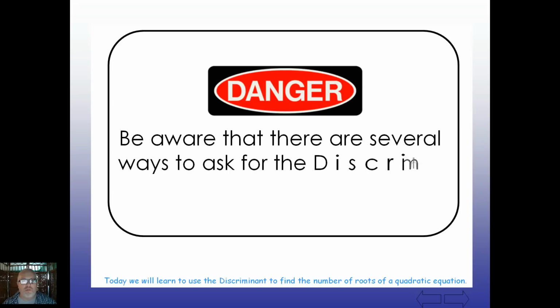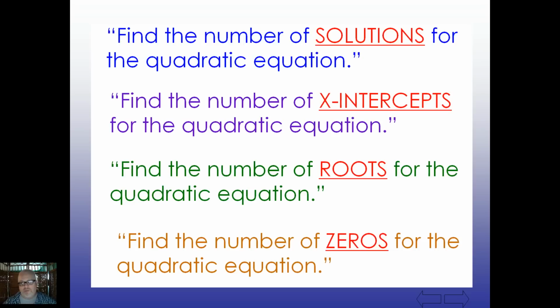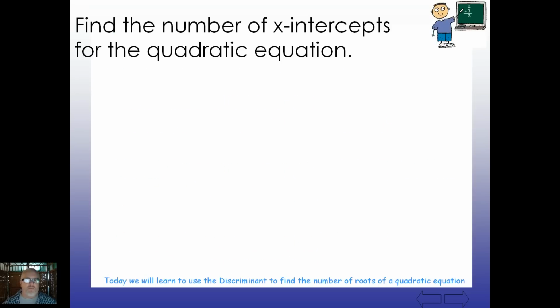Be aware, of course, that there are different ways to ask for the discriminant, and you will be asked these both in the unit tests and benchmarks and CSTs and high school exit exams and SATs and Algebra 2 tests and so on. They're going to ask for solutions, they're going to ask for x-intercepts, they're going to ask for roots, and they're going to ask for zeros, and all those words mean the same thing. So, find the number of x-intercepts for the quadratic equation.